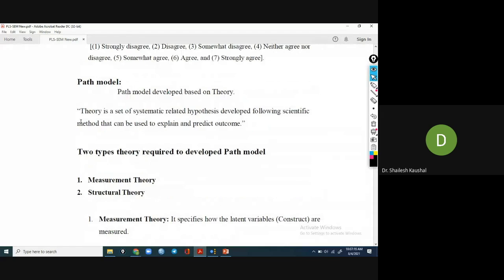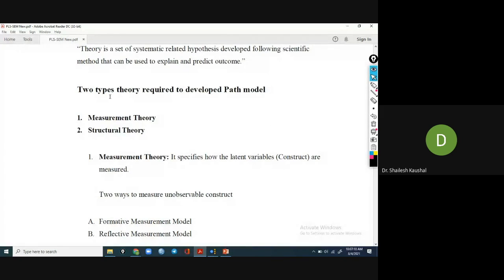So two types of theory are required to develop a path model. One is measurement theory and the second is structural theory. Measurement theory is nothing but confirmatory factor analysis, and structural theory means a structural model. Okay, so it's a measurement model. So we need two theories: one is measurement theory and another is structural theory.